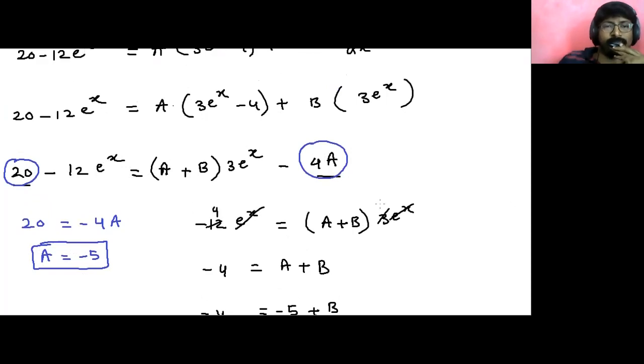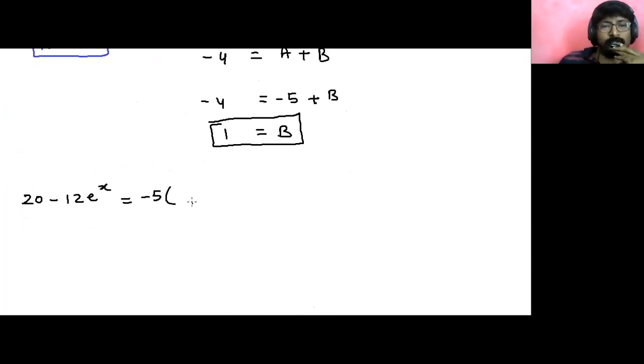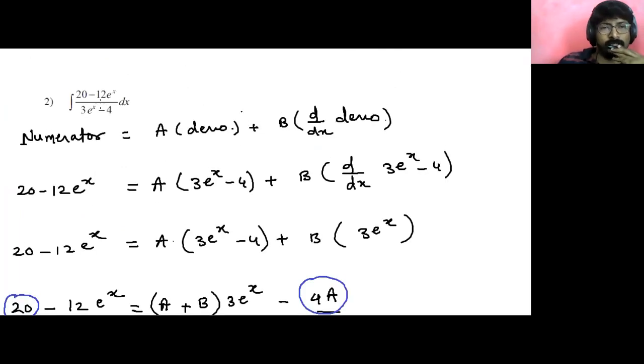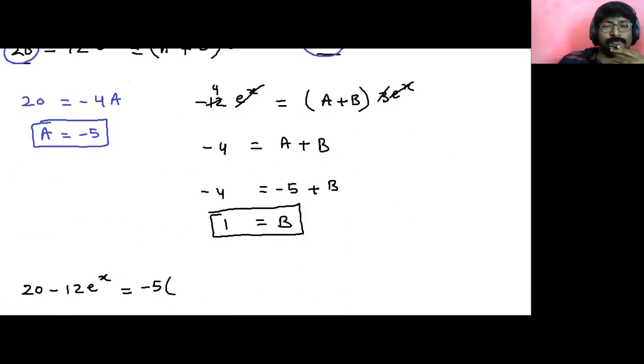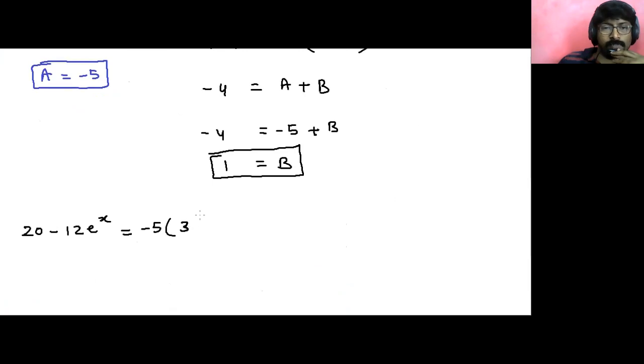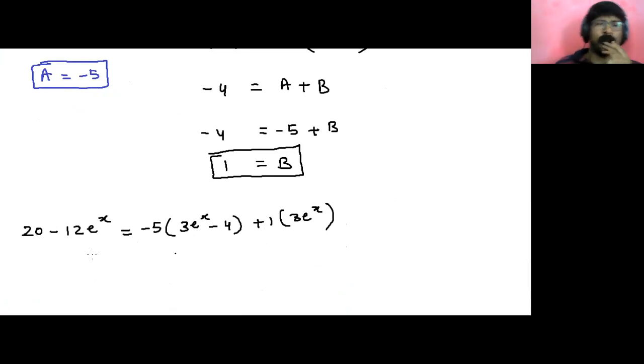A was negative 5. Negative 5 into the denominator. So what is the denominator? The denominator was 3 e power x minus 4. Plus b, so that is plus 1 into the derivative of the denominator. The derivative of the denominator is 3 e power x. I hope you understood how I can write the numerator in this format, isn't it? So this is the numerator and we can write it in this format.